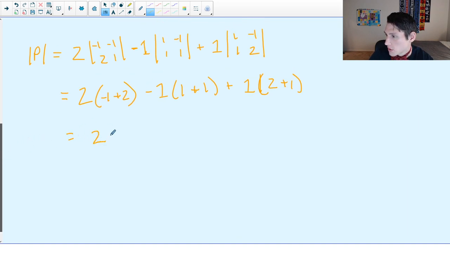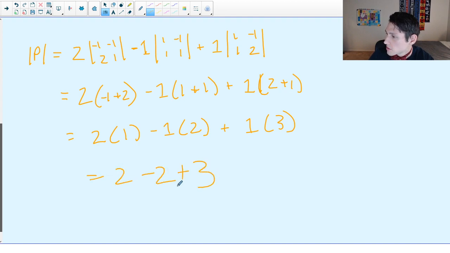And then it's just simplifying. 2 times 1, 1 times 2, plus 1 times 3. So 2 minus 2 plus 3, which is just 3.